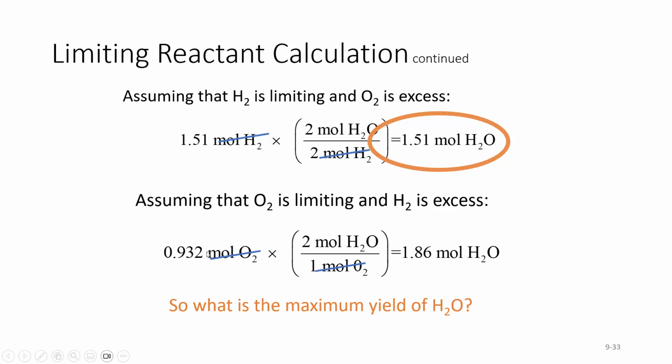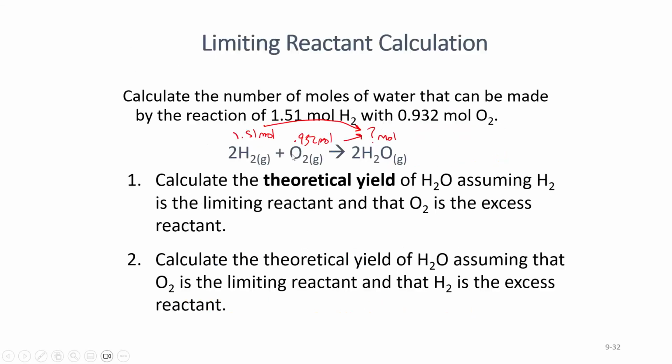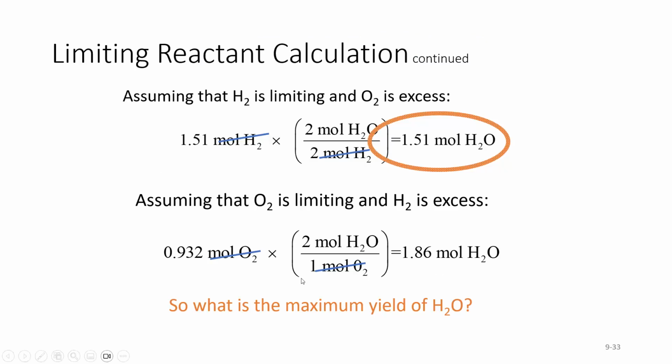If we do the same thing for 0.932 moles of oxygen and convert that to the product, moles of oxygen is on the top, so moles goes on the bottom. We're converting to 2 moles of H2O, and where do these numbers come from? The coefficients. So we have an imaginary number 1 in front of the O2 and 2 in front of H2O. Multiply across the top, divide away the bottom, we get 1.86 moles.